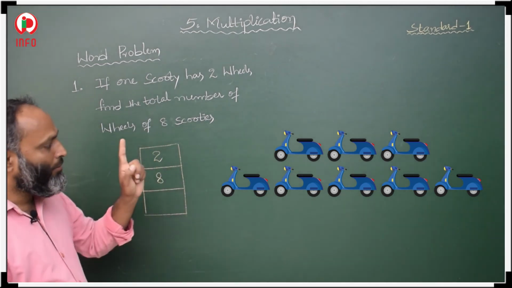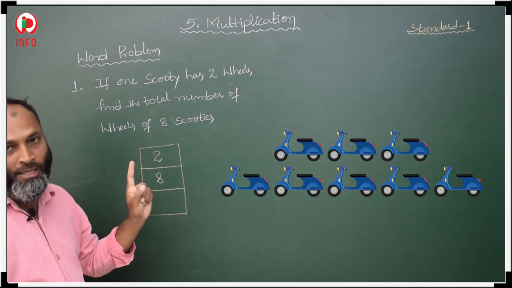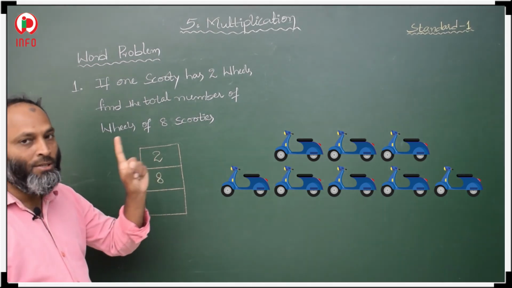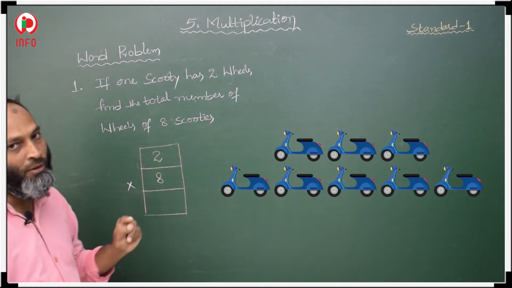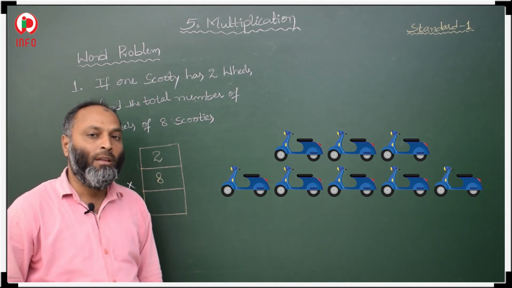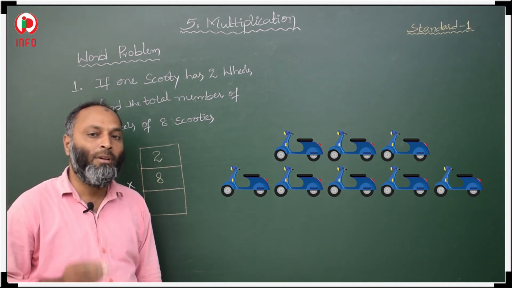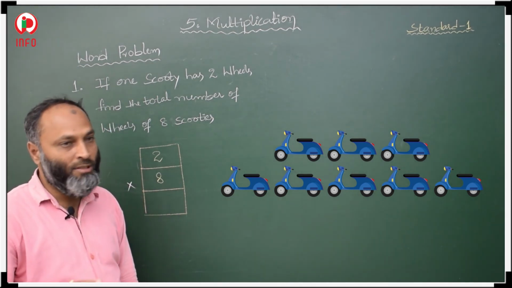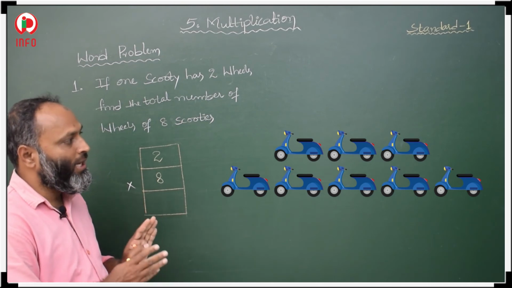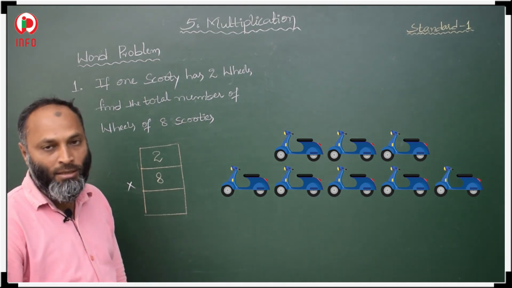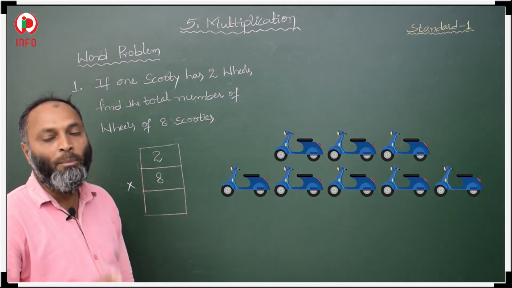Then, so this is a repeated addition, no? 2 wheels, 2 wheels, 2 wheels, 2 wheels, 2 wheels. We have to add 8 times. 8 times 2, the same number. So we have to add 8 times. Why? Because all scooties have an equal number of wheels. So it comes under repeated addition.